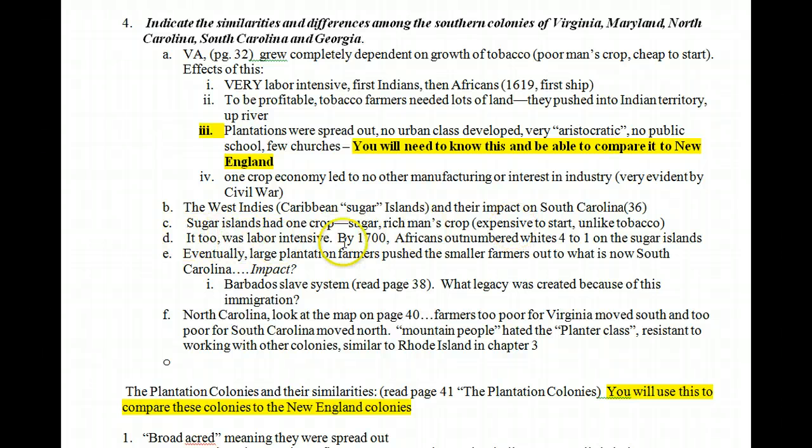It was very labor intensive by 1700, and so they needed lots of slaves. And this is where slaves went in really a greater number than they did to North America in the beginning. By 1700, Africans outnumbered whites 4-to-1 on the Sugar Islands. Now, let me just talk a bit about that. Ask me about a book that you could read that will keep you awake at nights.